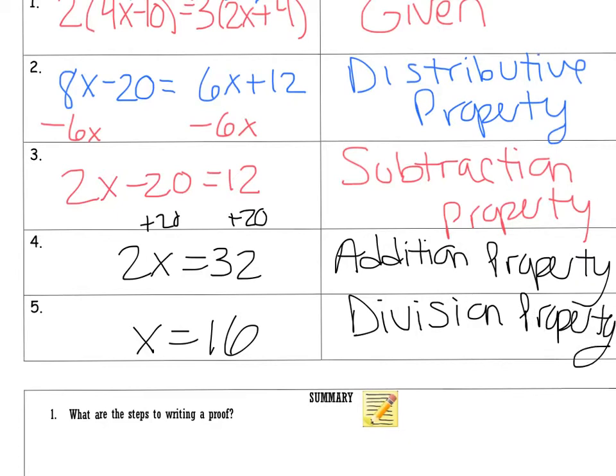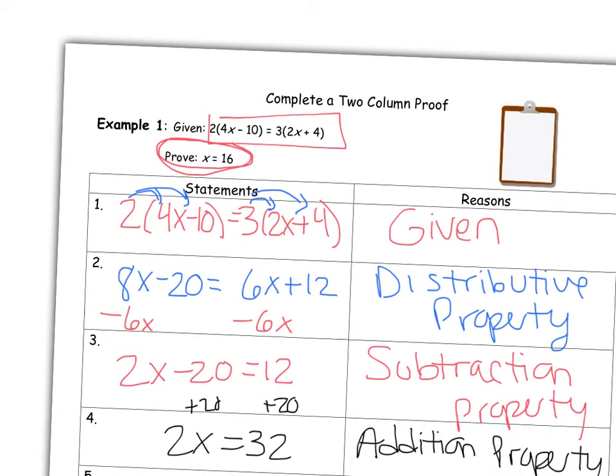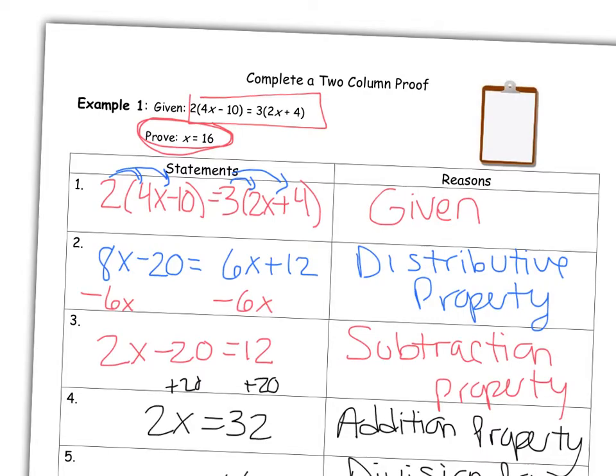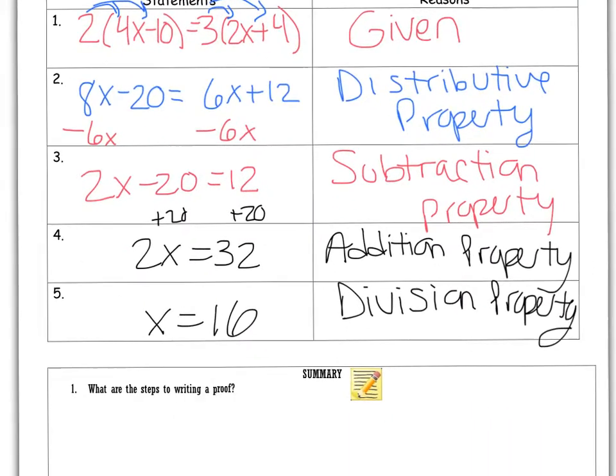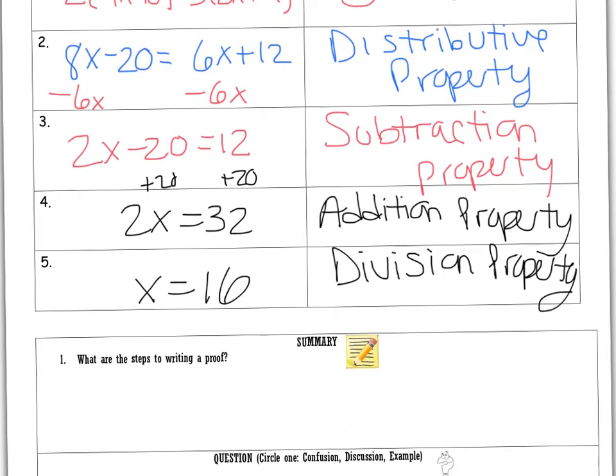Always make sure that your very last step in a proof is what you are trying to actually prove, and it is because it says prove x equals 16, so then we are good. Write down what are your steps to writing a proof and ask a question.